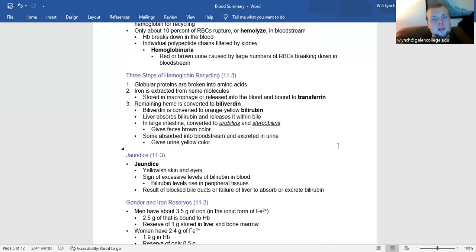Biliverdin is then sent to the liver. It's converted to orange-yellow bilirubin in the liver. The liver is then going to absorb that and put it into the bile. Okay, so you lose pretty much all of that bilirubin content via excretion in the feces when you lose it with the bile. And in the large intestine, it is converted to what we call urobilins and stercobilins. And these are going to give the feces their brown color.